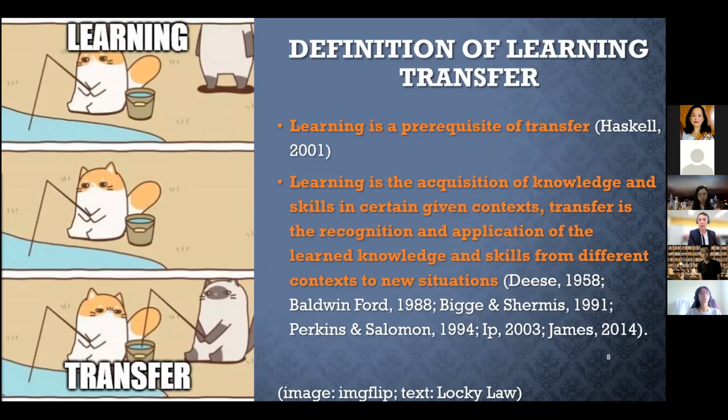To elaborate a little more, we have a quote from Haskell. For him, learning is the prerequisite of transfer. Learning is the acquisition of knowledge and skills in some given context. Transfer, on the other hand, is the recognition and application of the learned knowledge and skills from different contexts to new situations, as demonstrated by our little meme on the left side. We have a kitty who is standing right behind the yellow one, and for that he is learning. After that, he came back with a fishing rod to fish in the bucket, and that is transfer, because that is exactly what applying the skill in a different situation means.